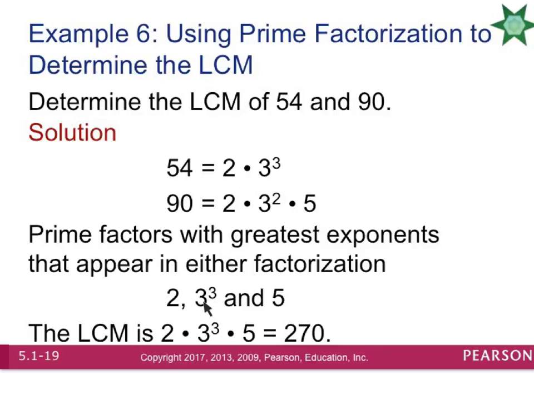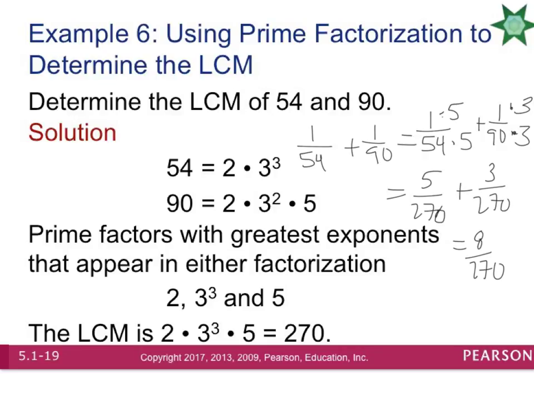Okay. So a 2, a 3 cubed, and 5, which is 2 times 3 cubed times 5, is 270, or 5 times 2 is 10 times 27 gives us 270. So that's our least common multiple. Okay. So a place where you might see that would be with a fraction. So let's say we're adding two fractions, with 54 as a denominator and 90 as a denominator. Let's say 1 over 54 plus 1 over 90. Okay. So we'd use that least common multiple as our least common denominator here. So that would be 270.